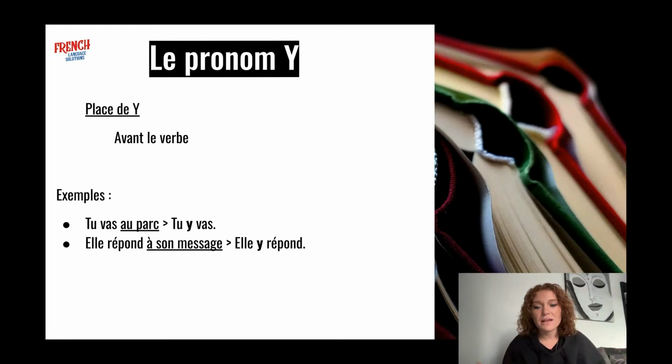Au, it's the masculine of à le. It's the same rule as the à. So here, instead of saying "tu vas au parc," "tu y vas." You go there. I'm taking its place, removing it with the Y that I put before my verb.